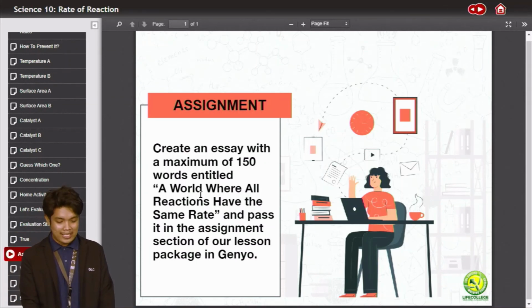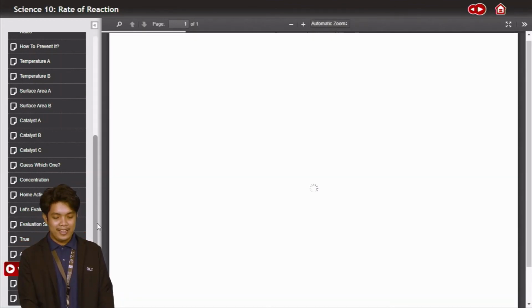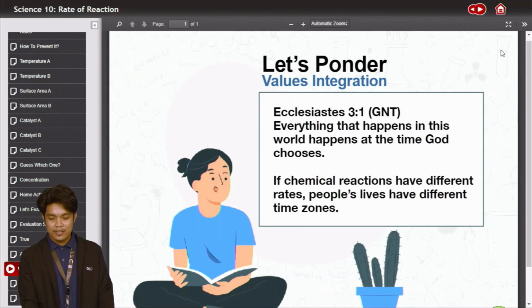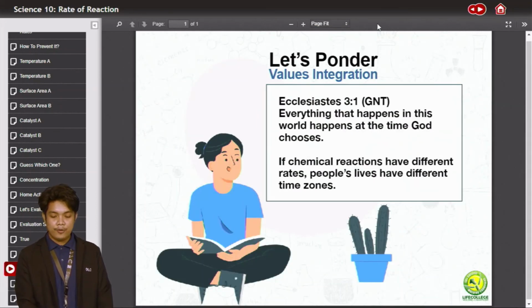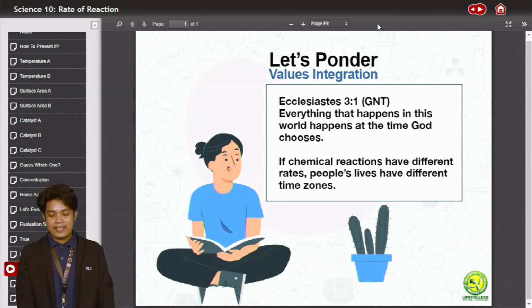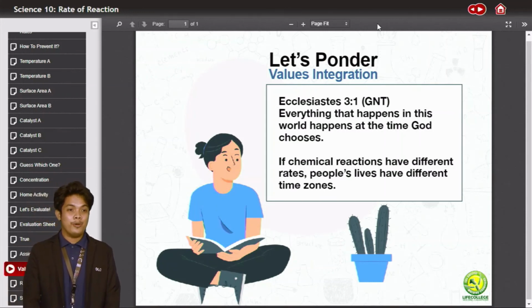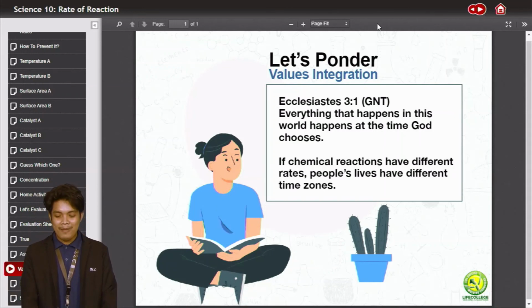Last one for our ending before we end, guys. Let's ponder our values integration. I leave you the verse Ecclesiastes 3:1 of our GNT version: Everything that happens in this world happens at the time God chooses. So if we process it, if chemical reactions have different rates, people's lives have different time zones.